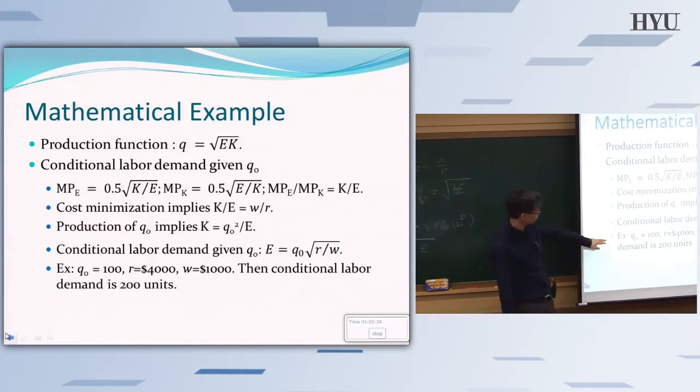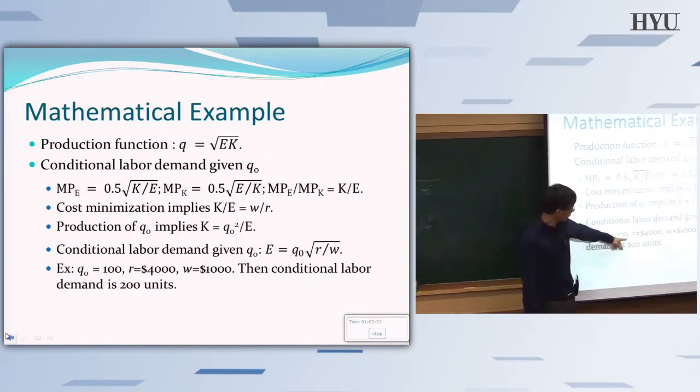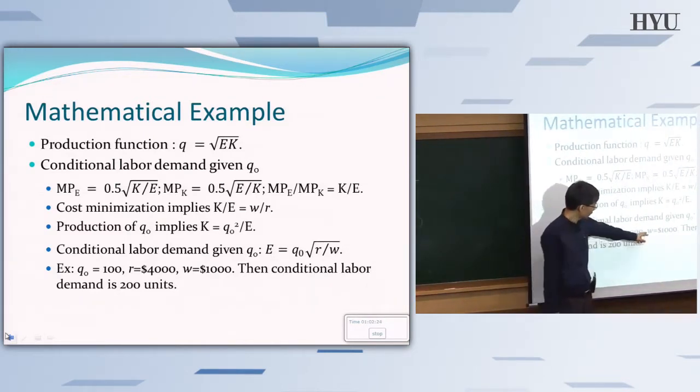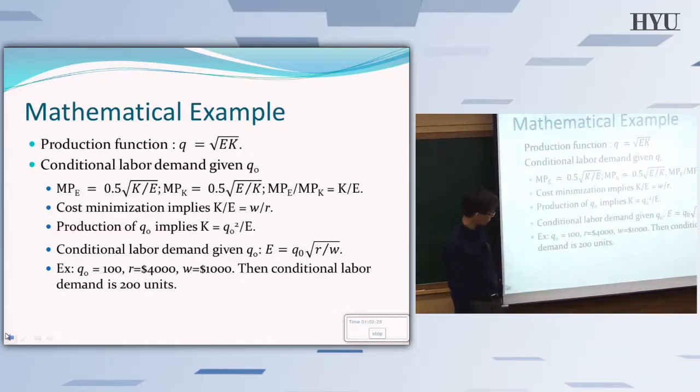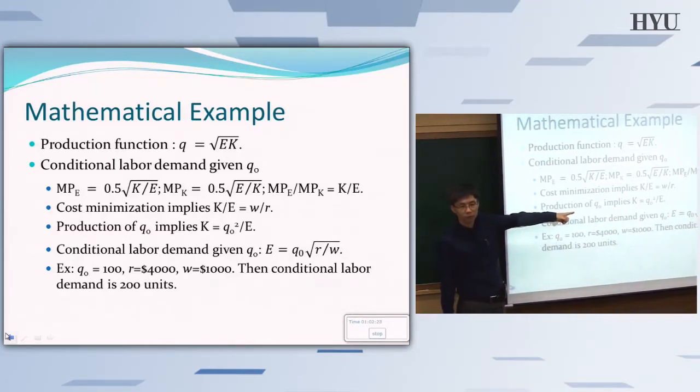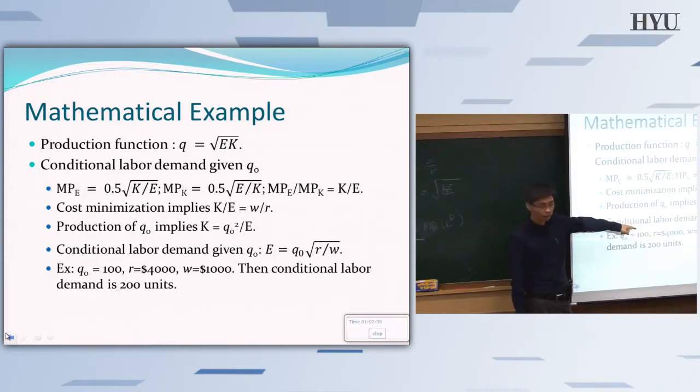So if we know that Q0, let's say, is 100, R is $4,000, and the wage is 1,000 bucks, then we can find the optimal labor input, 200 units. Just put everything into the equation.